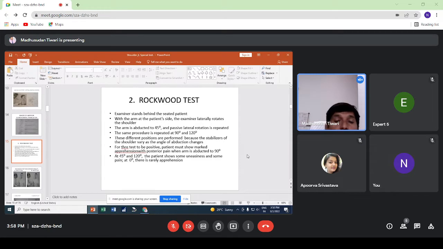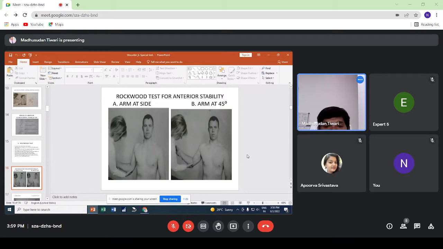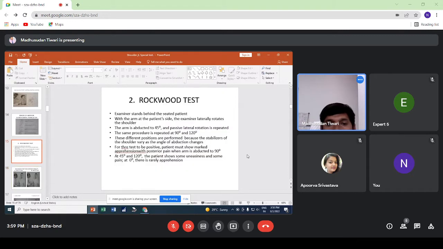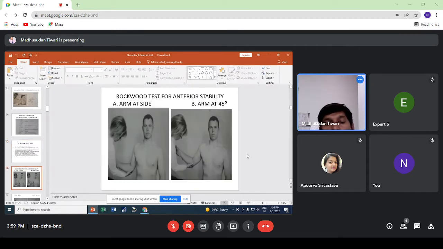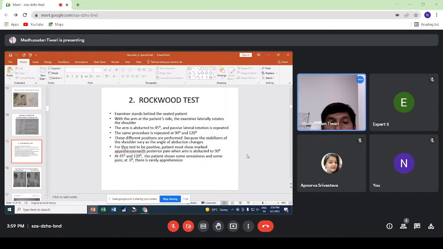Now, the second test is the Rockwood test for anterior stability. Arm at the side, arm at 45 degrees. The examiner stands behind the seated patient with the arm at the patient's side. The examiner laterally rotates the shoulder. See, the examiner has laterally rotated the shoulder. The arm is first laterally rotated, then abducted to 45 degrees, and the passive lateral rotation is repeated.